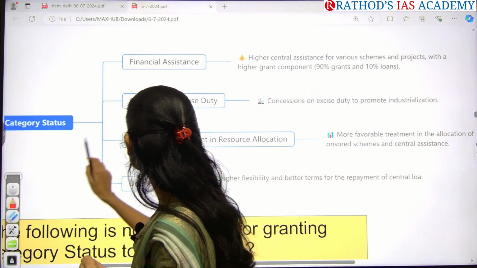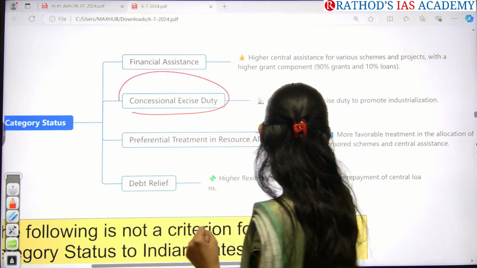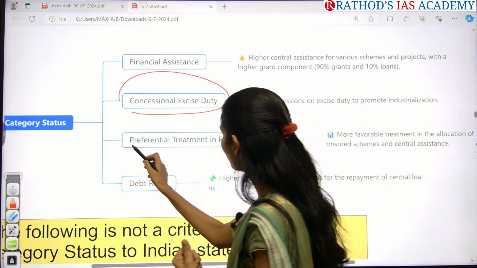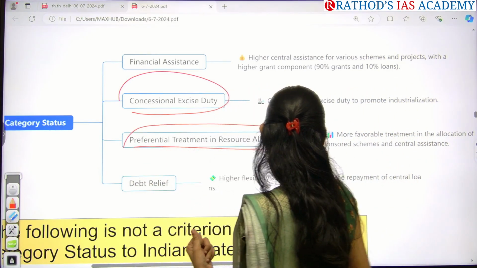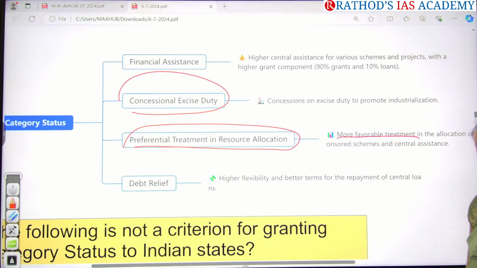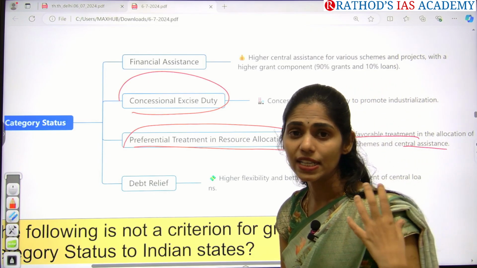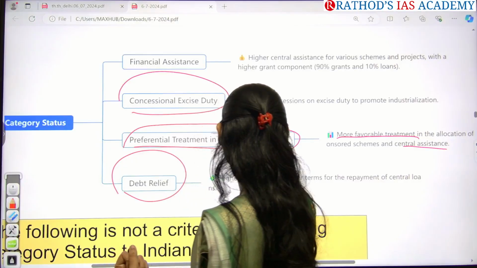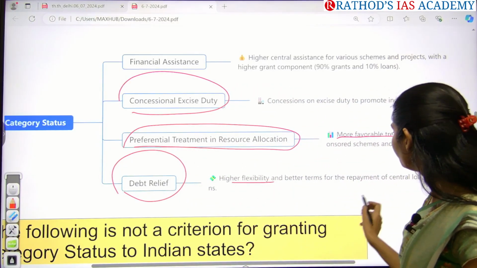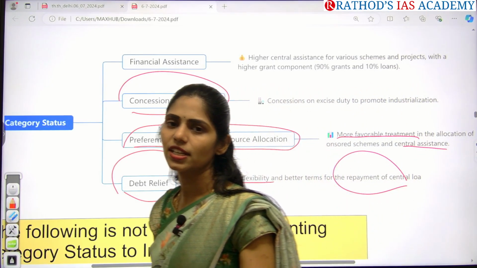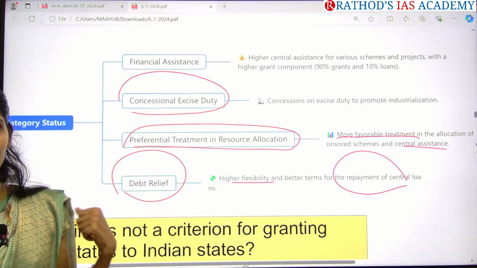And next, they will also have concessional excise duty so that they can promote industrialization in their states. Next, there will be preferential treatment in resource allocation, more favorable treatment for centrally sponsored schemes, and extra central government assistance. They will also get some debt relief, so they will have higher flexibility in the terms of repayment of central loans, etc. So these are the benefits the state will get if placed under the special category status.